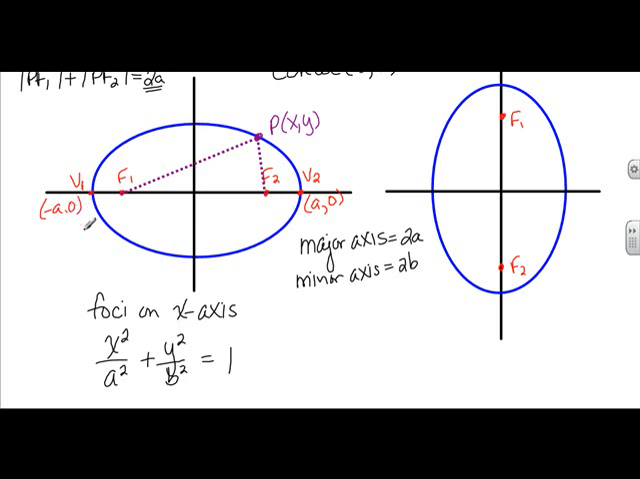Now, where the minor axis is important is it tells you where the ellipse crosses, in this case, the y-axis. It's going to intersect the y-axis at positive b. In fact, we could give you coordinates of that point, 0, b, and this point would be 0, negative b.